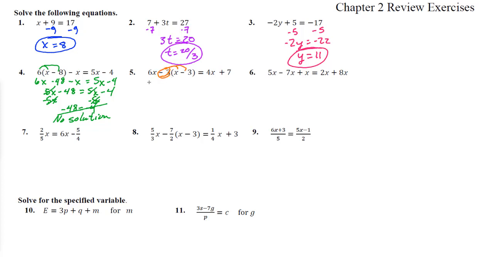Remember, that's a minus 3, so it's 6x minus 3x plus 9. Negative times negative is a positive, equals 4x plus 7. Combine everything on the left-hand side, and we get 3x plus 9 equals 4x plus 7. Let's get rid of one of those x's, whichever one you want. Subtract the 3x from both sides. You could have subtracted 4x from both sides, and we get 9 equals x plus 7. Subtract the 7 from both sides, and we get x equals 2. Excellent. Now, number 6.